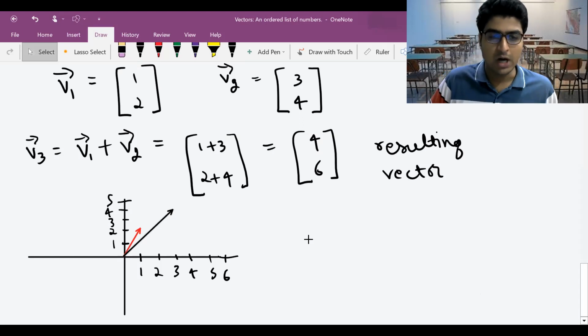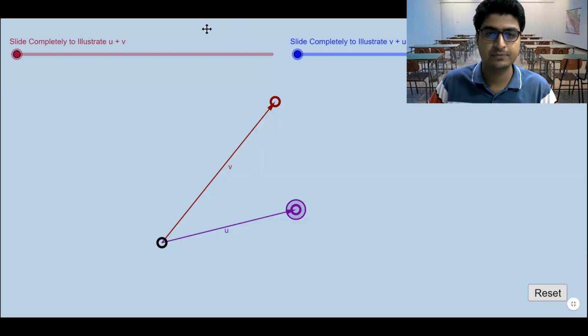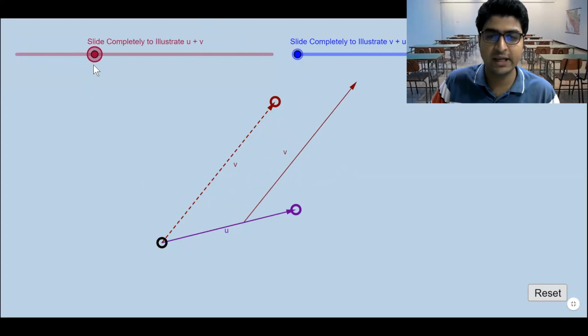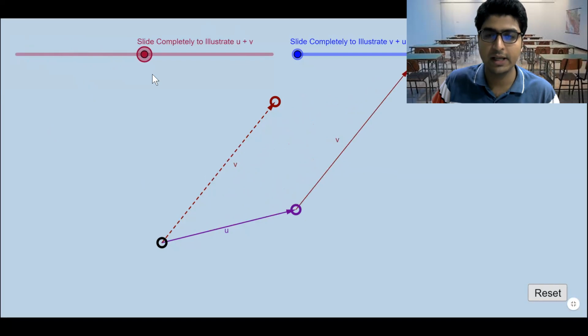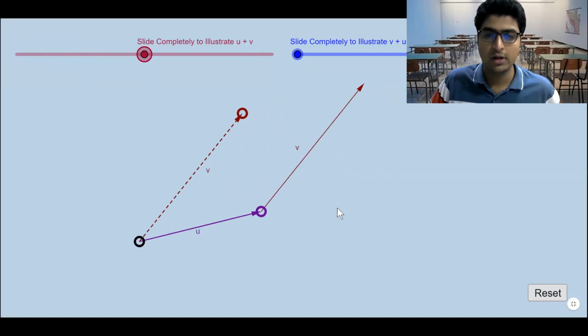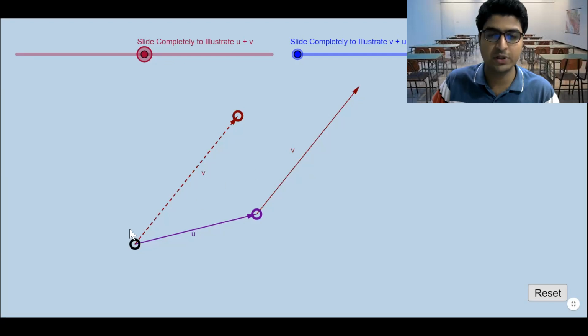Okay, so how do you add two vectors? Let me show you that. Suppose you have two vectors like this and you want to add them. What you do is you can pick any one of them and take it to the head of the other vector. You join head to tail. For example, I can take this red vector and place it here. Notice that the length and direction remain the same. So your resulting vector will be from the origin till here.